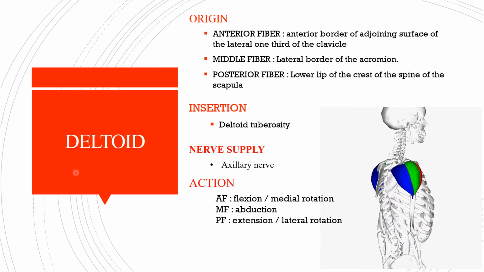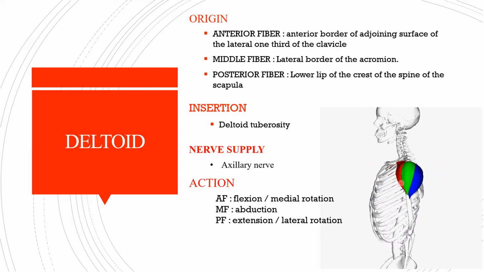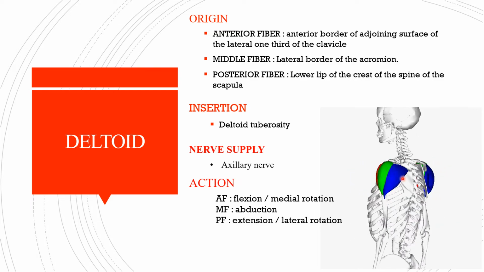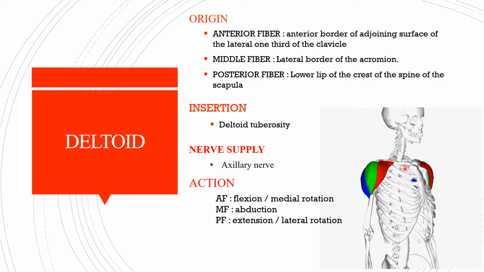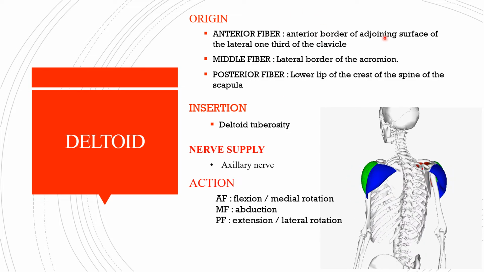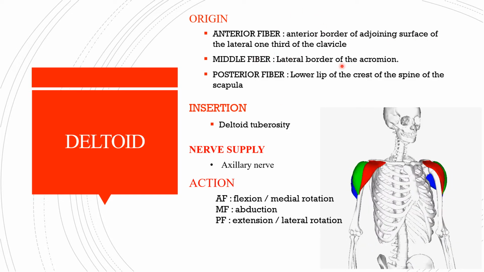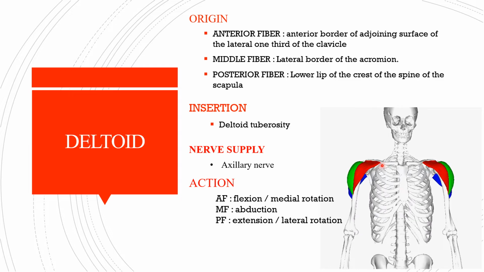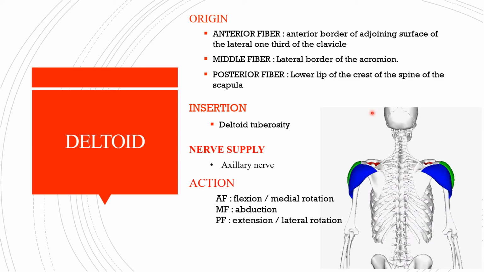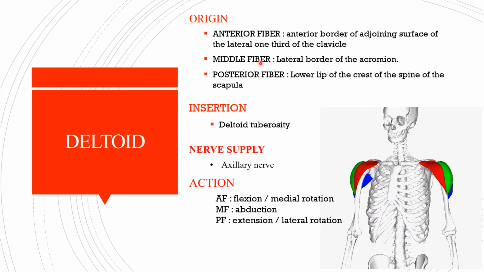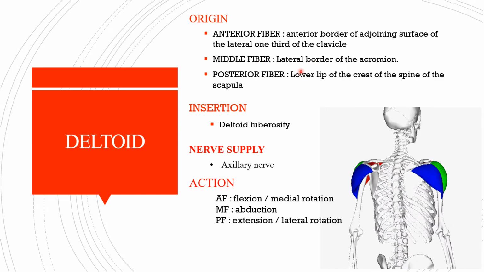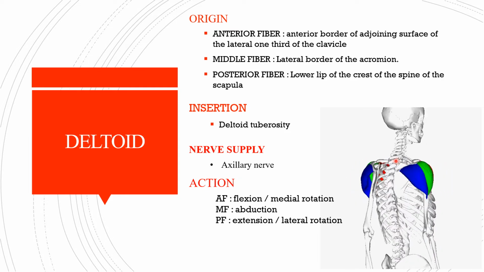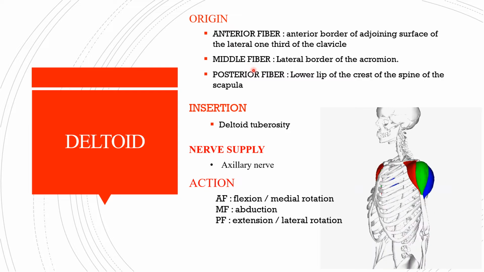So first we can say deltoid. Here in this picture you can clearly see there is an anterior fiber, medial fiber, and posterior fiber. From where is the anterior fiber originating? The anterior border of the lateral one third of the clavicle. From where is the middle fiber originating? The lateral border of the acromion process.